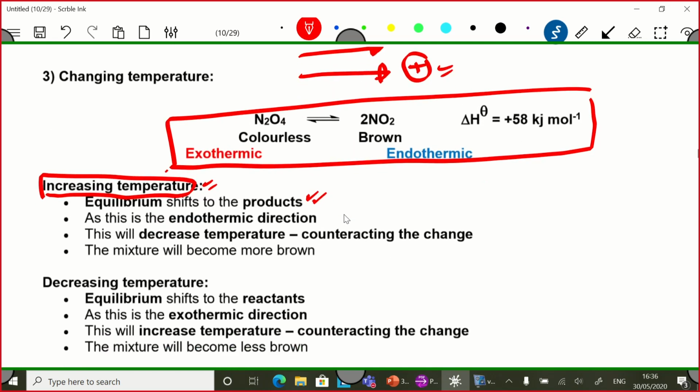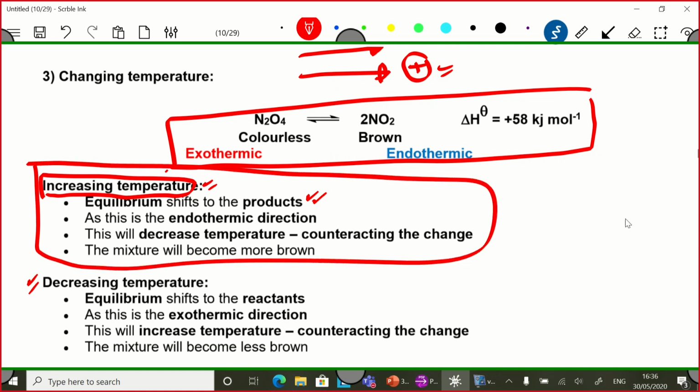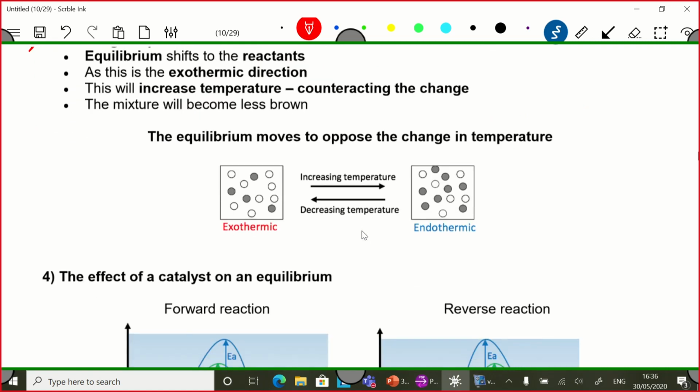And vice versa. If you're asked about decreasing the temperature, work out the opposite rule. But as I said to you, please don't memorize two opposing rules, otherwise you're going to get confused. Just memorize one of them.